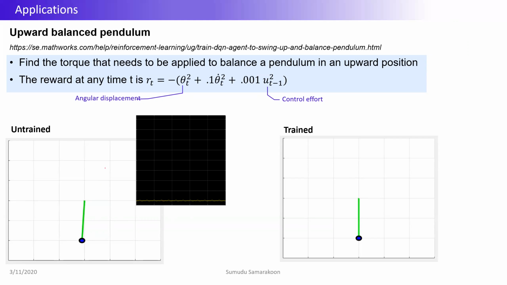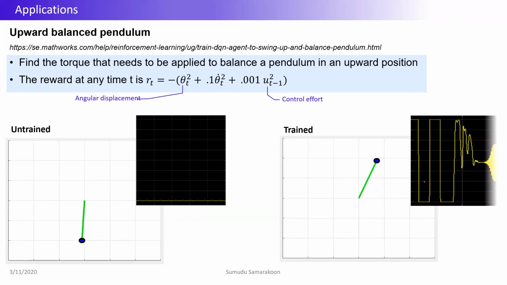While doing that, the Q value is refined over time, and by the end we get a fully trained network which behaves in this manner. You can see the torque has changed a lot, then stabilized, then it reached a certain point where the pendulum is stabilized.